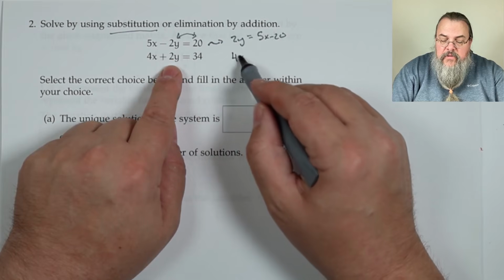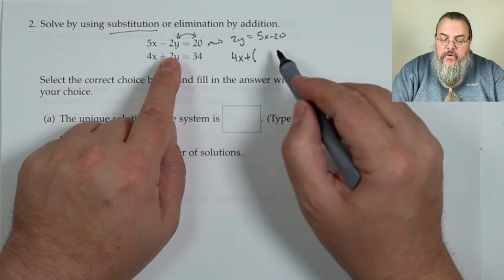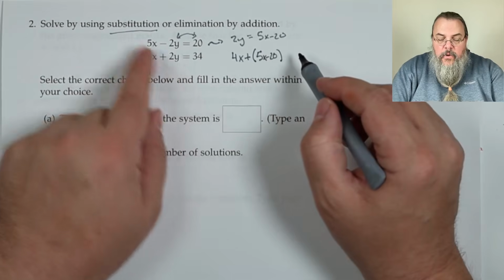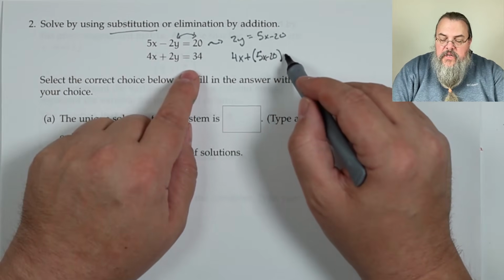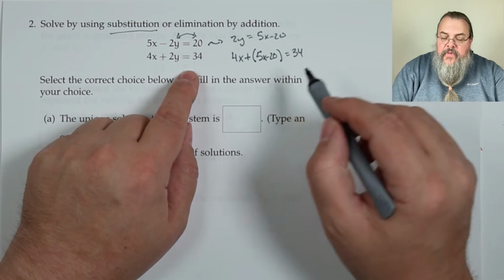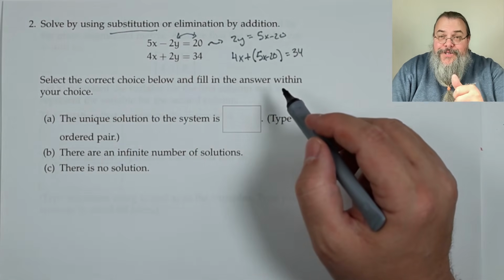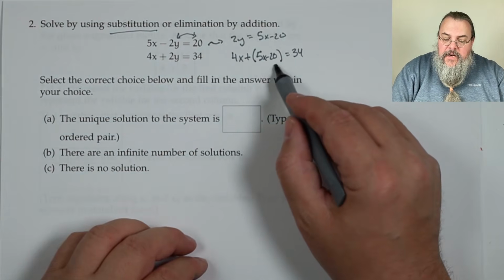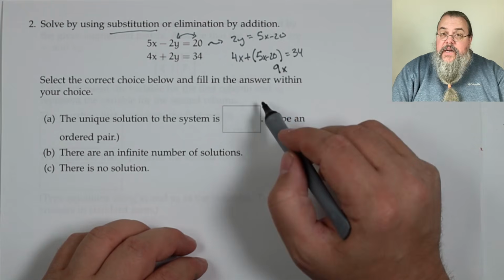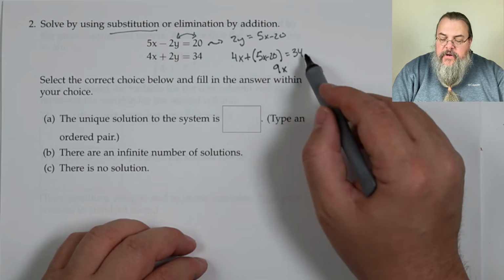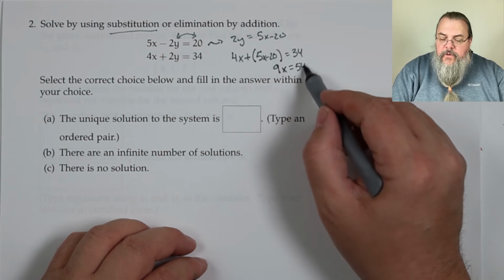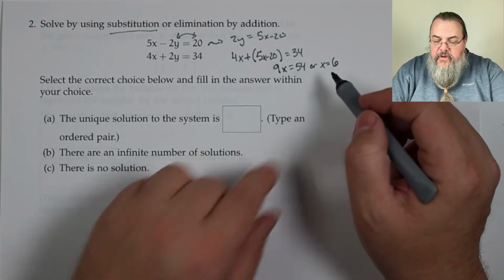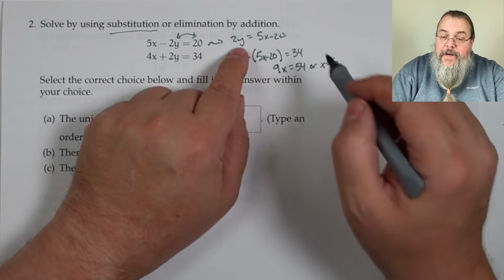So we get 4x plus the 2y is replaced by 5x minus 20. So we're substituting in what we know. That's the idea of substitution, equals 34. Now we get one equation, one unknown. And specifically, we say, aha, 4x plus 5x is 9x. We can move the minus 20 across by adding 20, 54, or x equals 6. Now that you know x, we can get y.